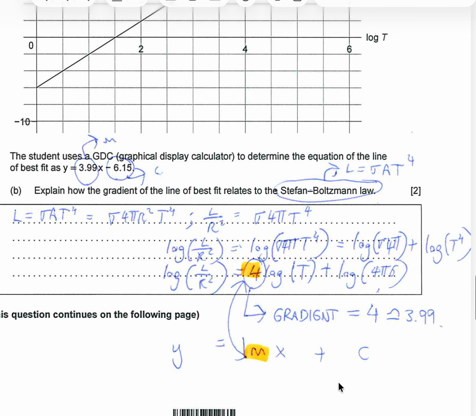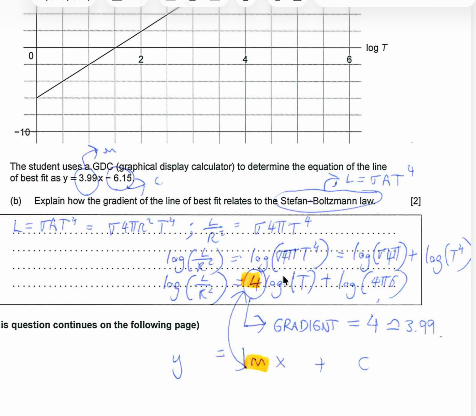You'll notice that the gradient of this line should be 4, and it's roughly equal to 3.99. Now I realize I've actually not even answered the question. I've got so distracted by the first bit with the manipulation that the gradient equals 4. But this is what it should be. This gradient should be the exponent of t. It should be the power to which t is raised in order for this law to work.